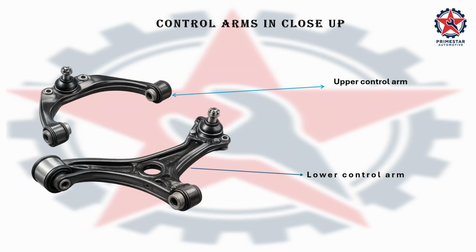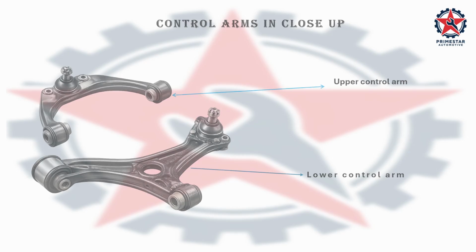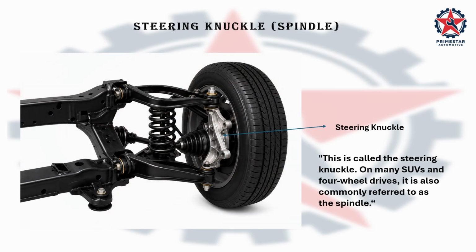Here is the control arm in a closer look at the components, although it still differs a bit depending on the manufacturer's brand and design. This is called the steering knuckle. On many SUVs and four-wheel drives, it is also commonly referred to as the spindle.